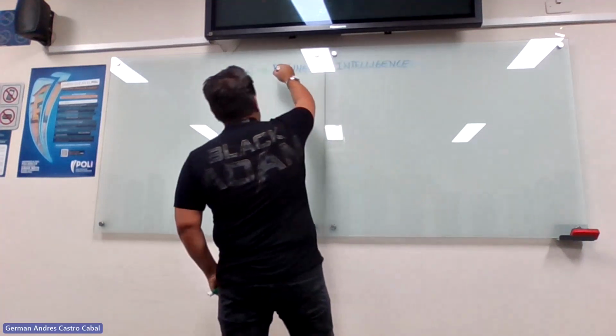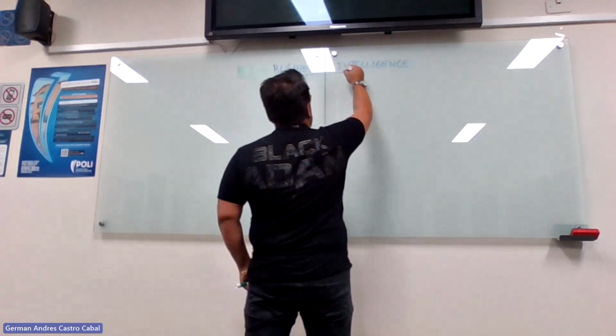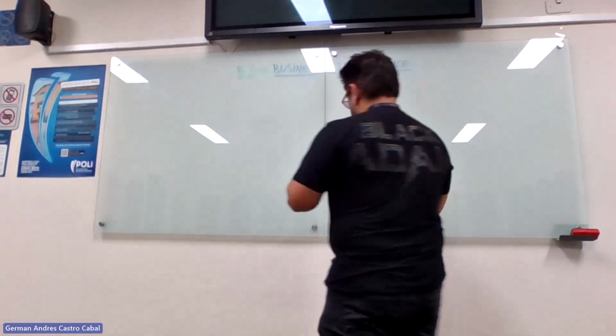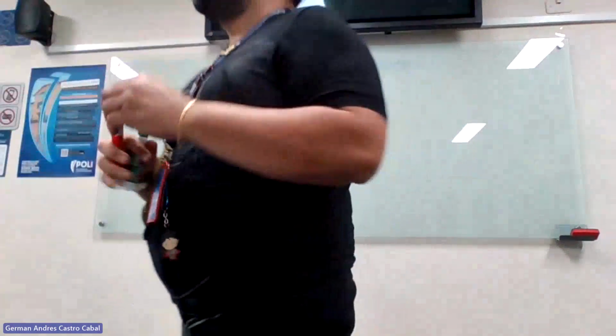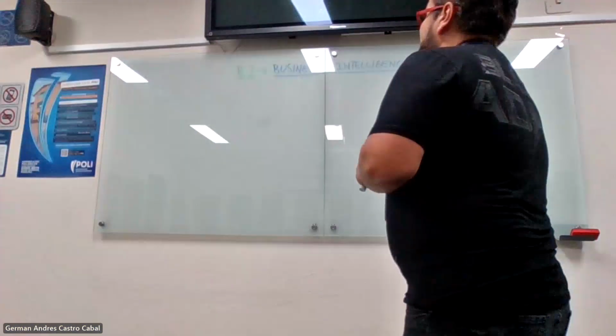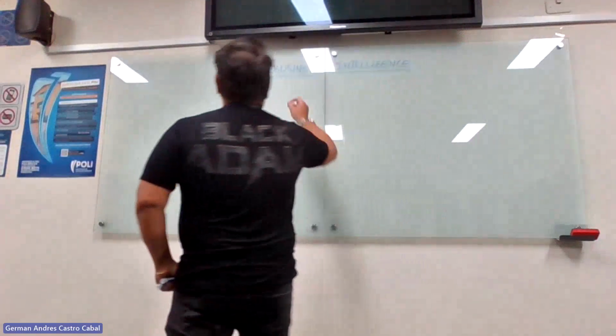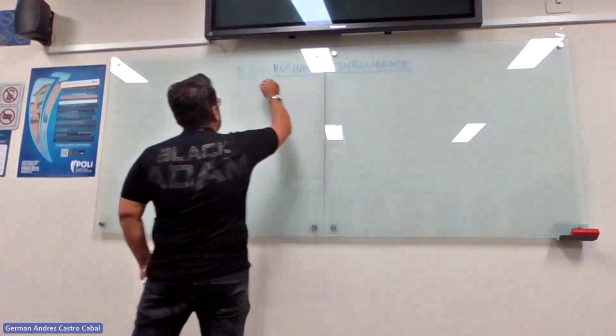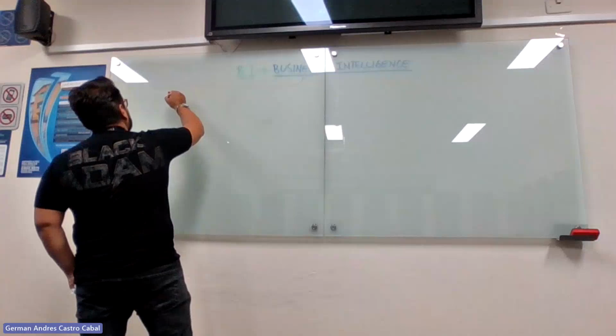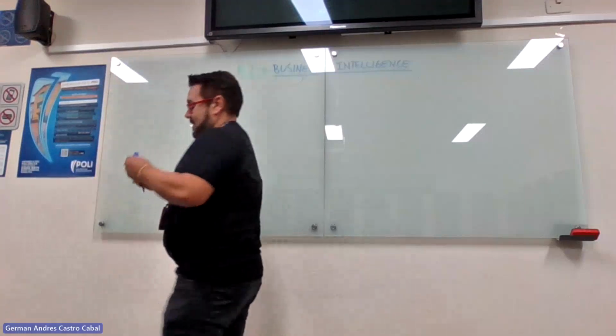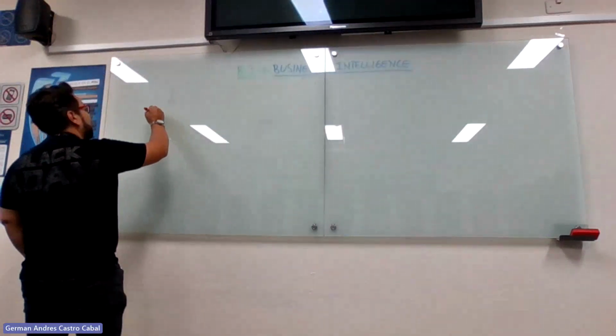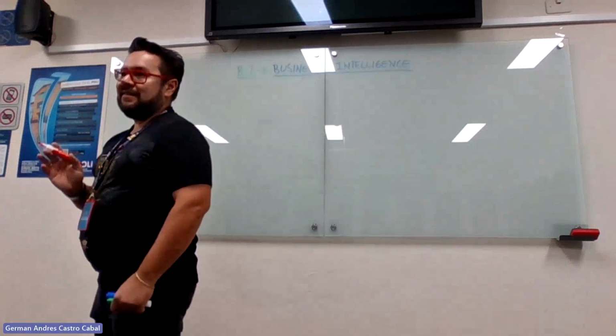To start defining what BI or business intelligence is, let's start by saying what it is not, because some people are confused about what business intelligence is. For example, some people think that BI is about using software, like Power BI. And that is not BI.